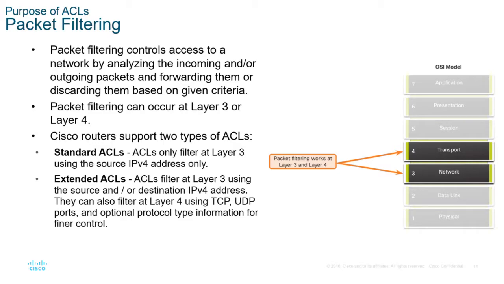So our ACLs work at layer 3 and layer 4 in the OSI model. Standard ACL works strictly at layer 3. In fact, I think I can pull up a quick little file here that might help with what we're looking at from a syntax perspective.